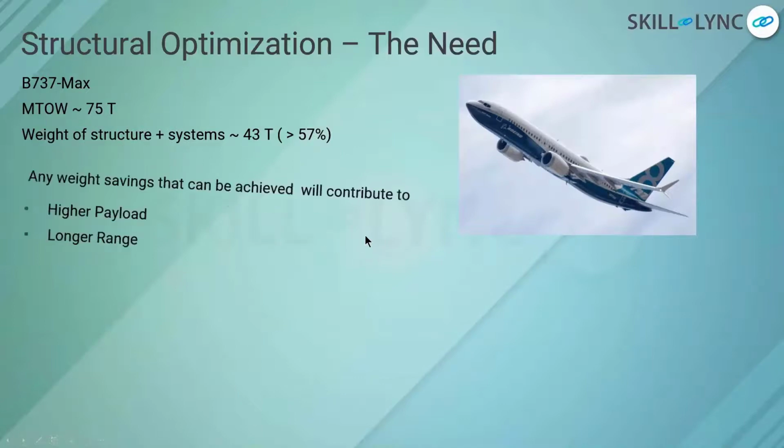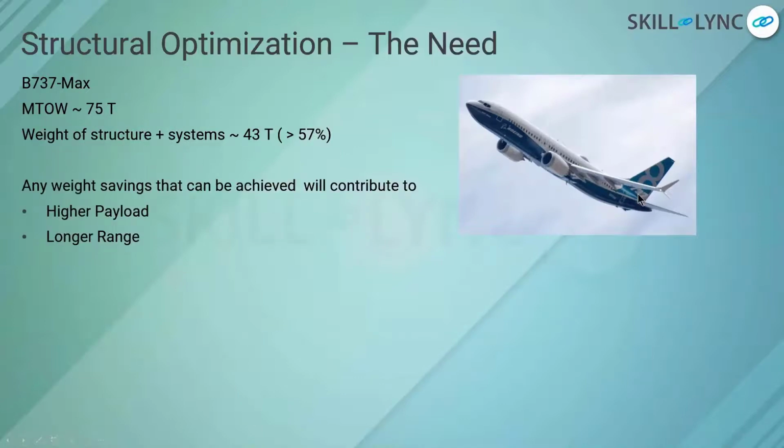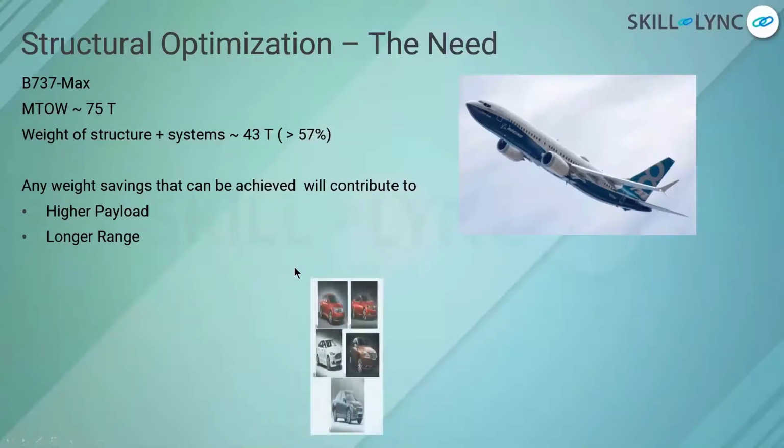So how can we do it? What is the need? If the structural engineers were to do a better job of designing the structure, then you can save the weight of the aircraft, whether it is structure, system, engine, or whatever it is contributing. You can call all as contributing to the total weight of the aircraft. Then the aircraft can carry higher payload, and at the same time, it can fly longer missions. So that's the advantage of, or the need for, structural optimization.